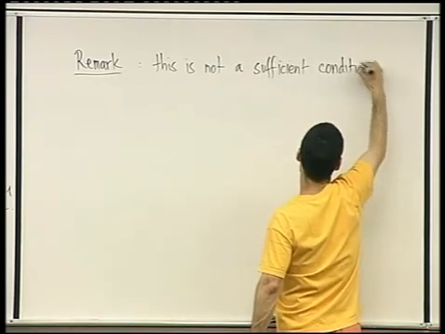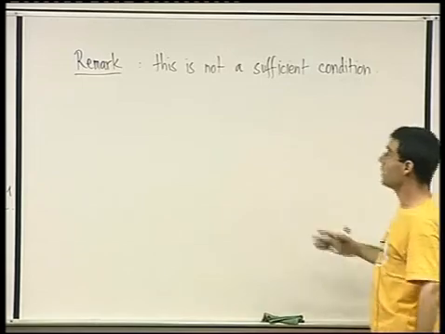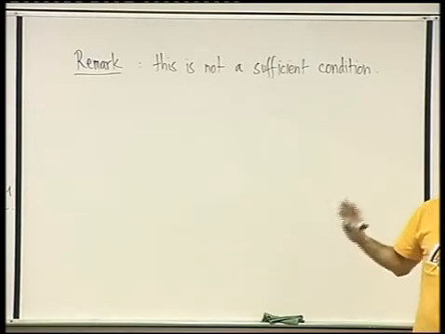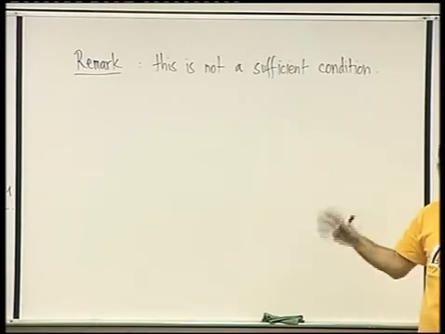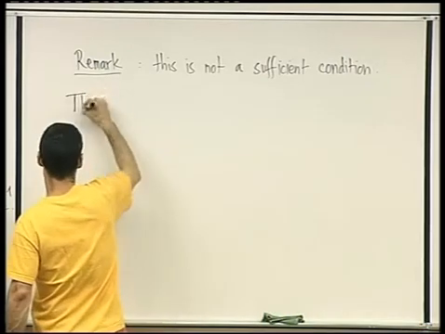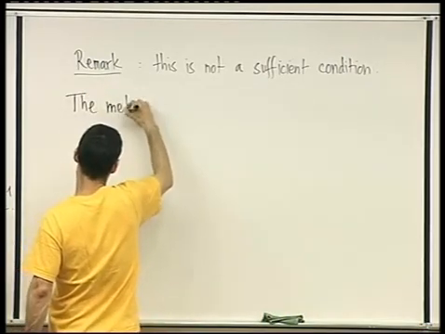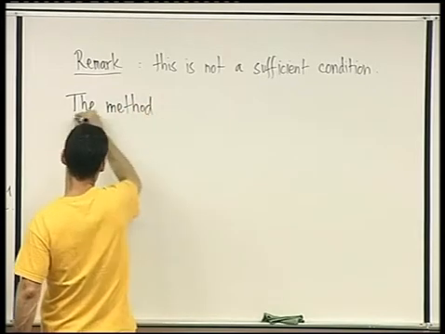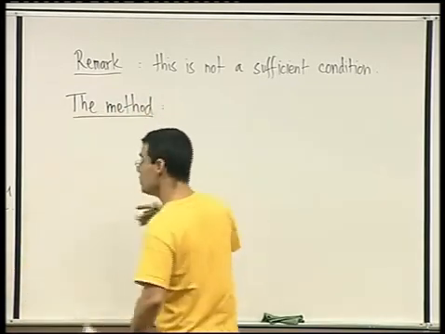So setting that gradient expression to be equal to 0 does not guarantee it's an extremal point. It only gives you critical points. And the method, this clip is called the method of Lagrange multipliers. So how do we use this theorem?